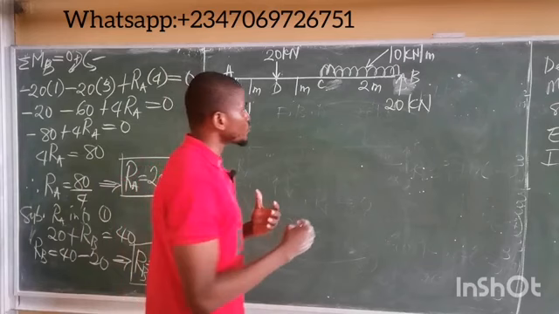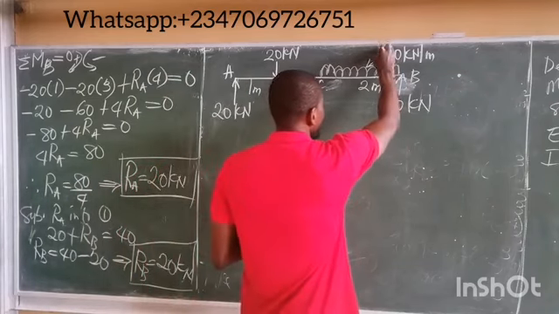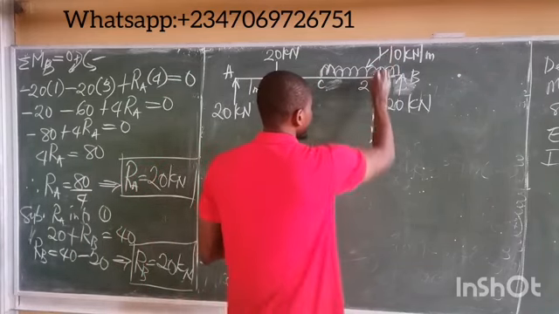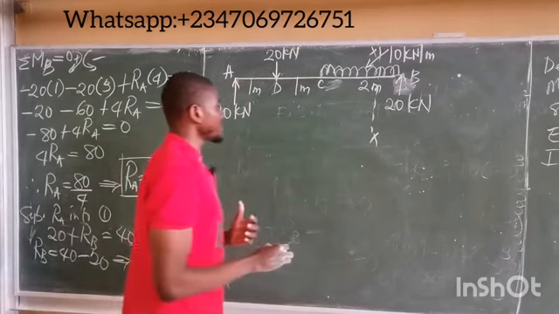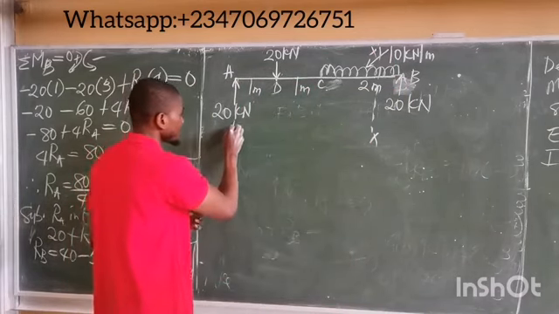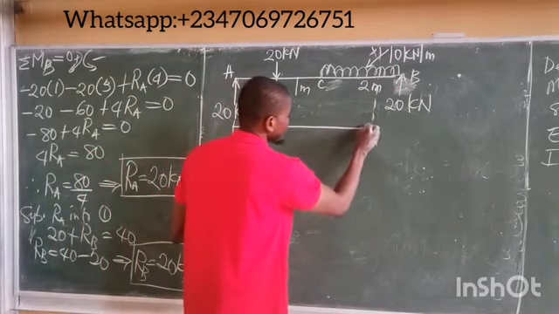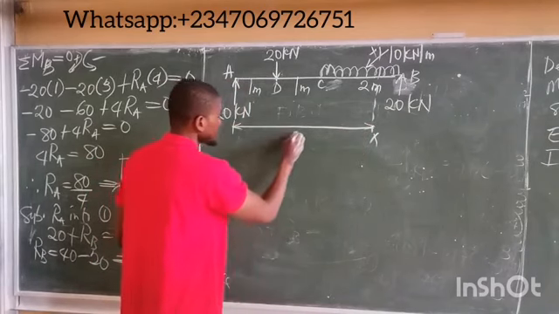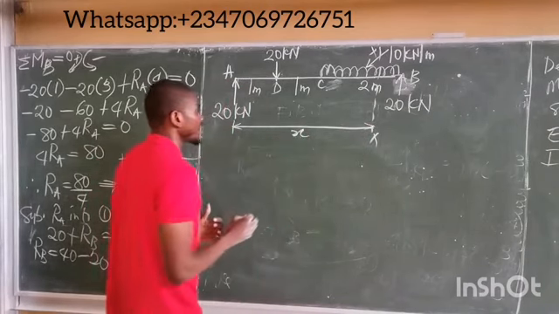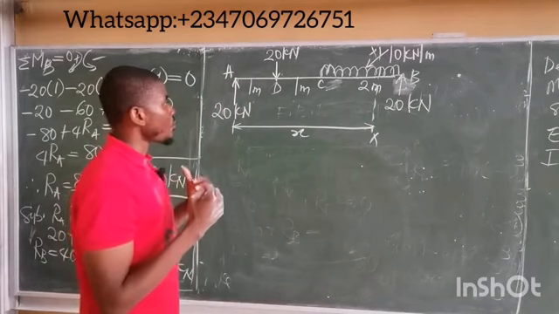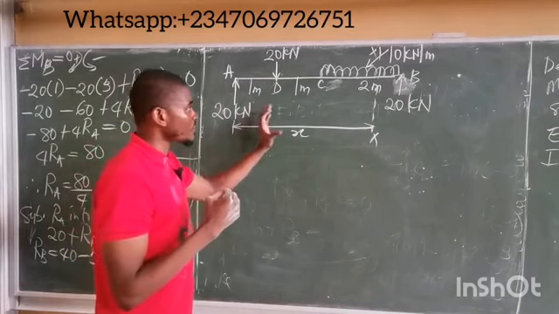X. So if we do that section now, it means let's cut somewhere around here. This is the section XX. And we are simply saying let the distance from point A to the point of section remain X, which is this X.